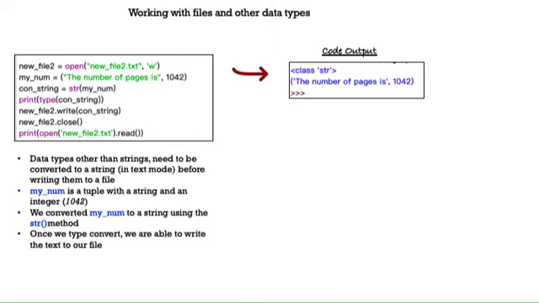I'd like to make you aware of data types and working with files in Python. Data types other than strings need to be converted to a string in text mode before writing them to a file. Here we have my_num, this variable here. It's a tuple with a string and an integer, that 1042 number. We converted my_num to a string using the str method here. Once we type convert, we are now able to write the text to our file, and you see the output here.